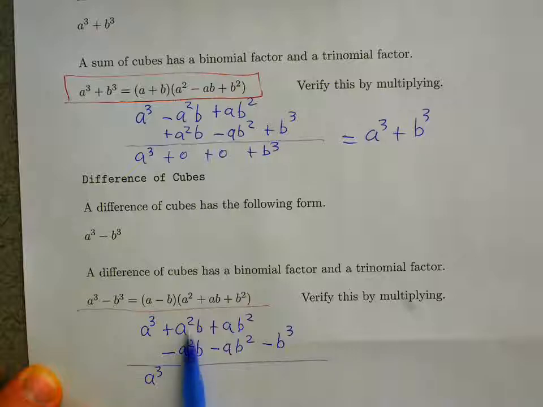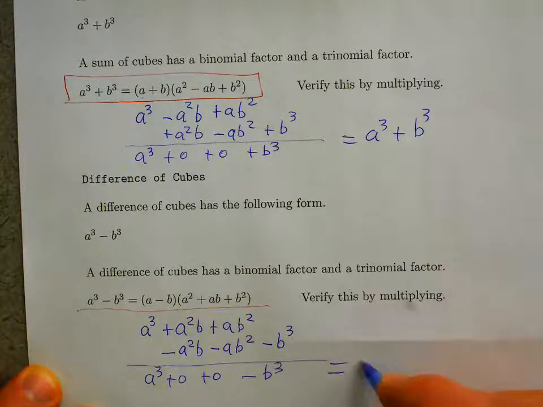The terms in this column add up to 0. The terms in this column add up to 0. And then there's a minus B to the third. So when we simplify, we get a difference of cubes, A to the third minus B to the third.